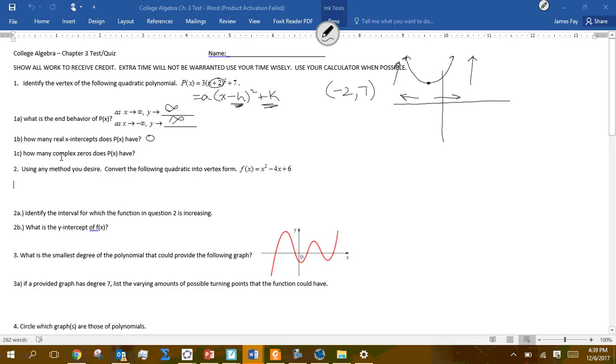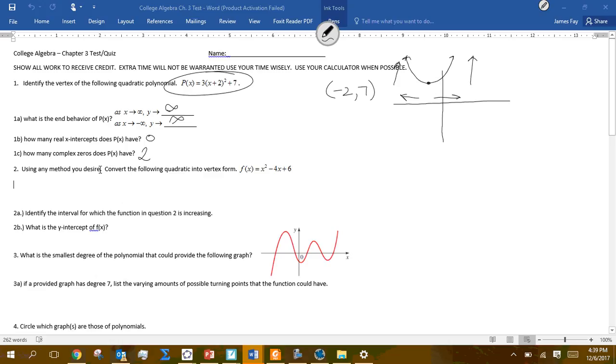But then it says how many complex zeros does it have? Finding the zeros is setting that thing equal to 0, and we would see that it doesn't cross the x-axis, and that would be the real zeros. But we still are able to factor that and solve it using the quadratic formula, that kind of stuff, and you would get two solutions that have i in them, two imaginary solutions. So this does have 2 complex zeros.